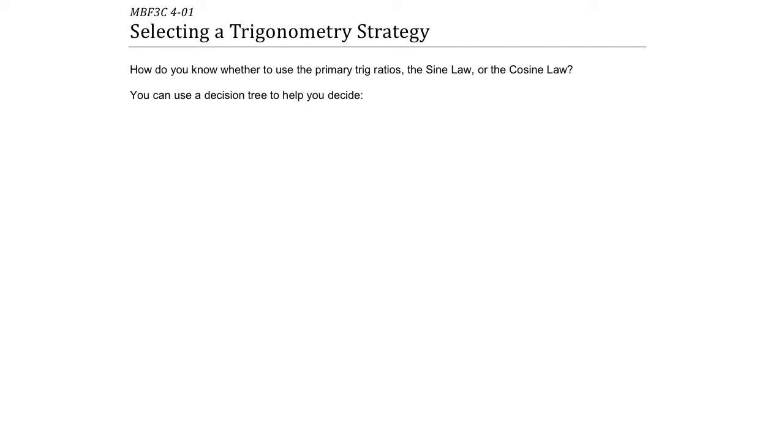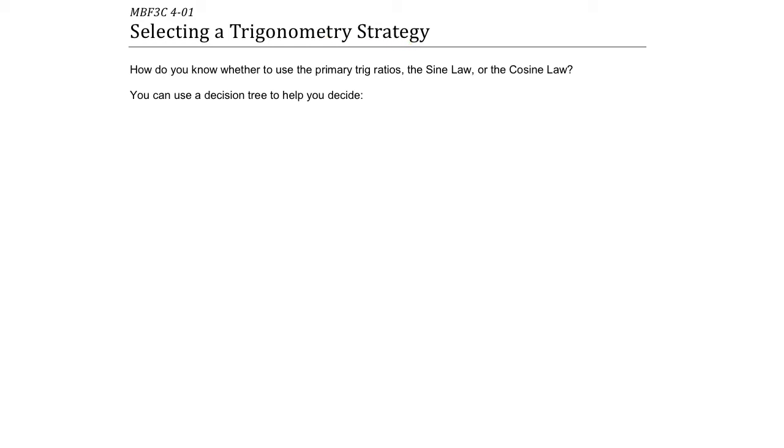In Spiral 1, we looked at using right triangles to solve problems. In Spiral 2, we looked at the sine law. And in Spiral 3, we looked at the cosine law. So now we're just putting it all together. We're going to be selecting a trigonometry strategy.